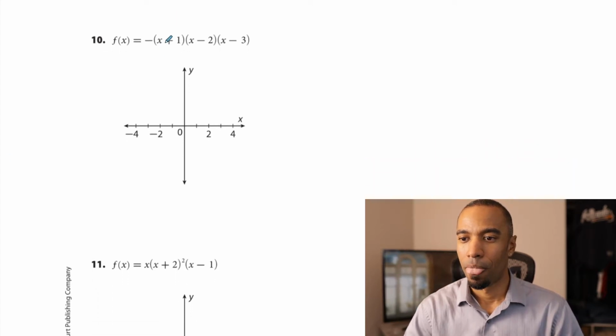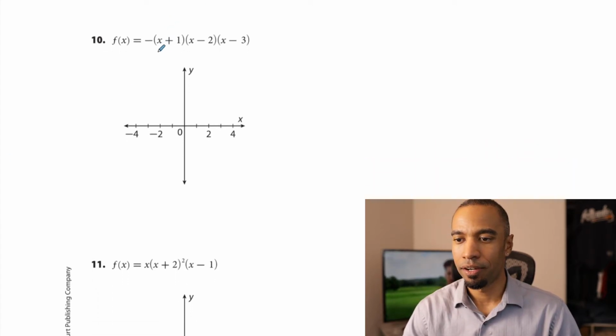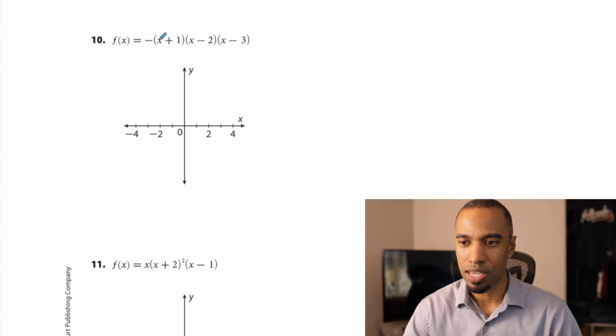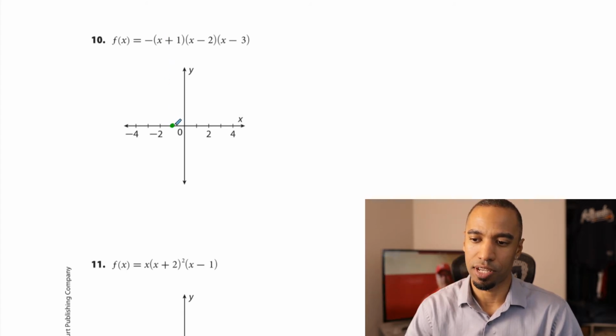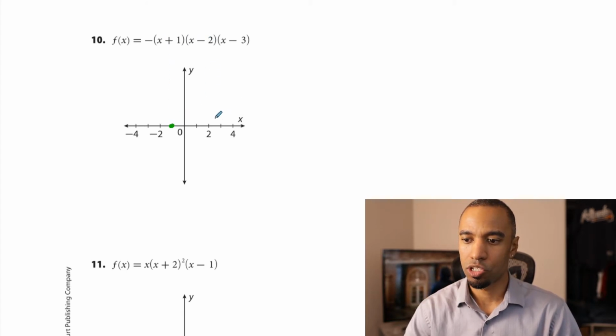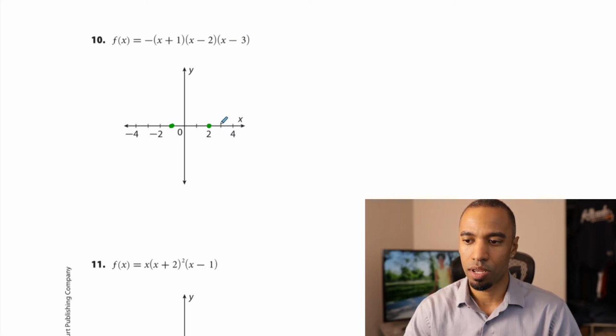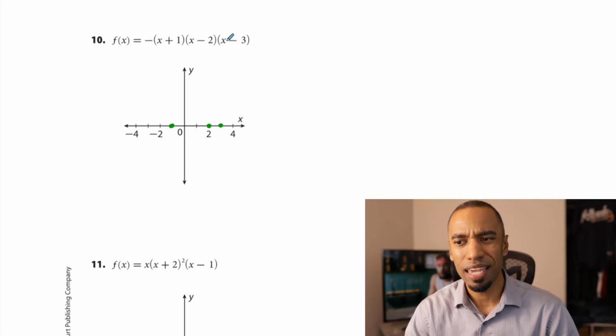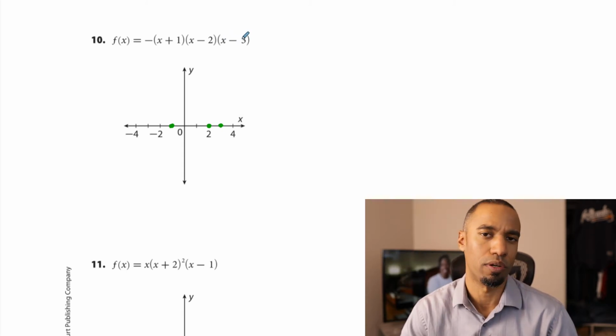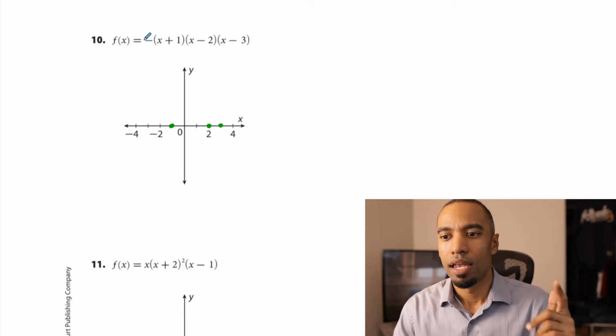Number 10. Let's plot the intercepts. X plus 1 means x is -1 is an intercept. X minus 2 means x equals 2 is an x-intercept. And x minus 3 means x equals 3 is an x-intercept. Again, kind of just changing the sign. If x minus 3 equals 0, x equals 3, things like that.